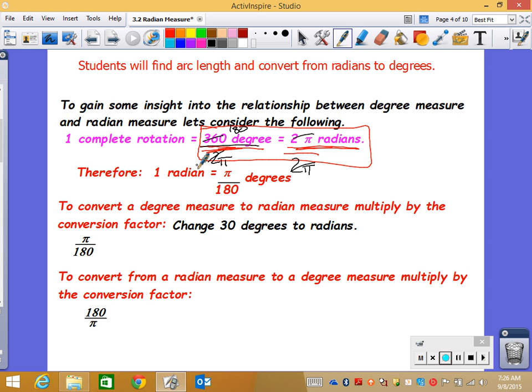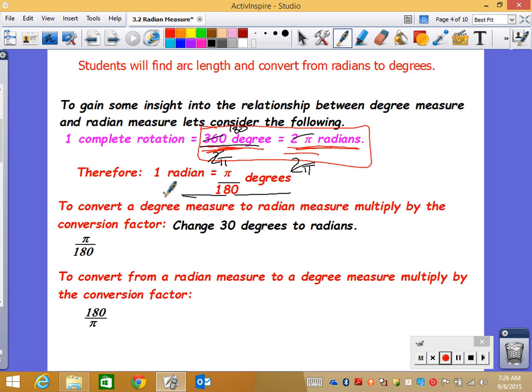This is going to be a relationship that's going to come in handy a lot, so we want to know that as well. Now, to convert degrees to radians, we just flip it. My apologies, radians to degrees, we just flip it. So let's do a quick example. We want to change 30 degrees to radians.